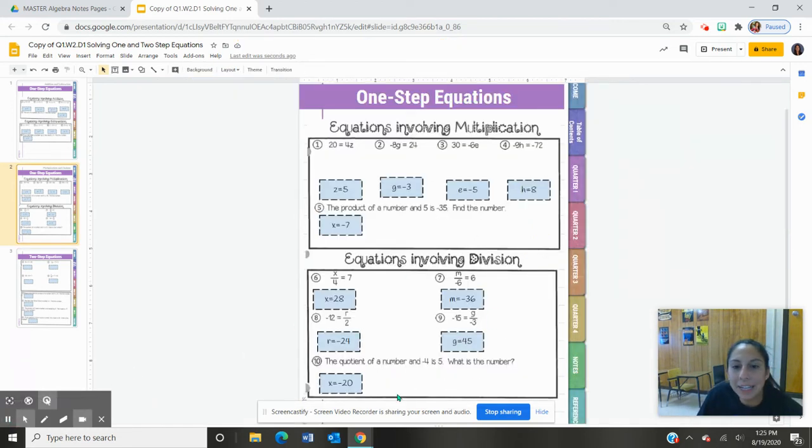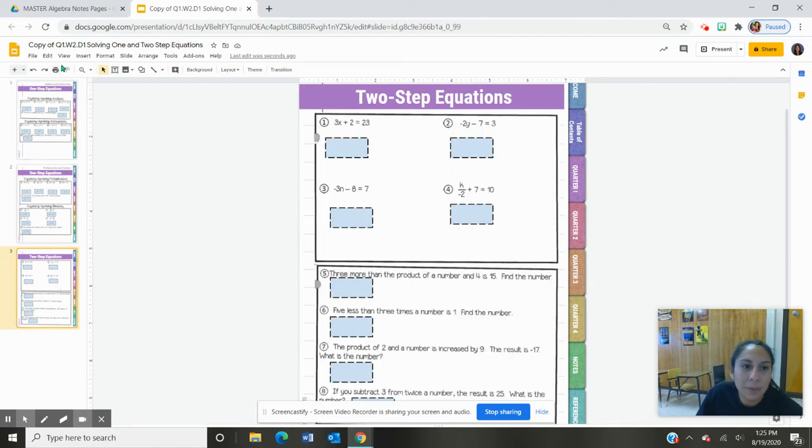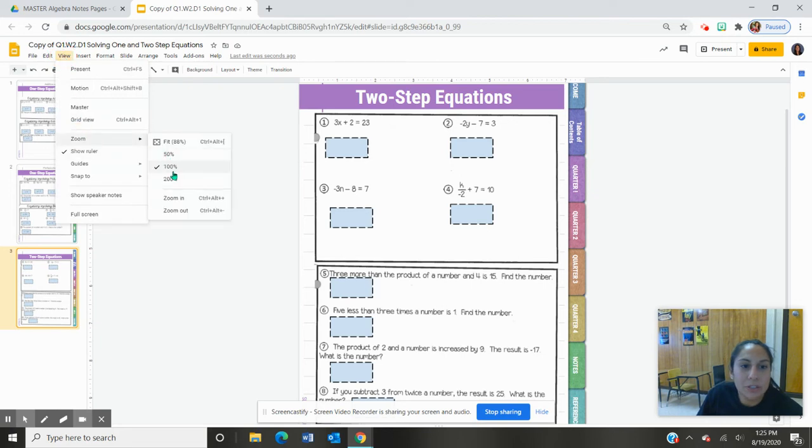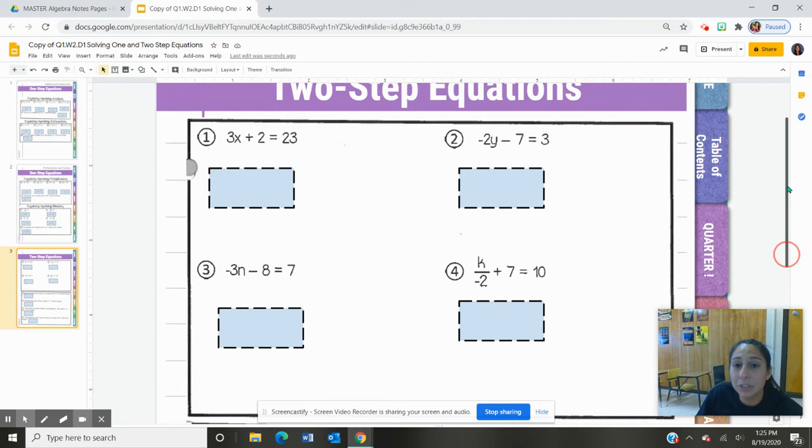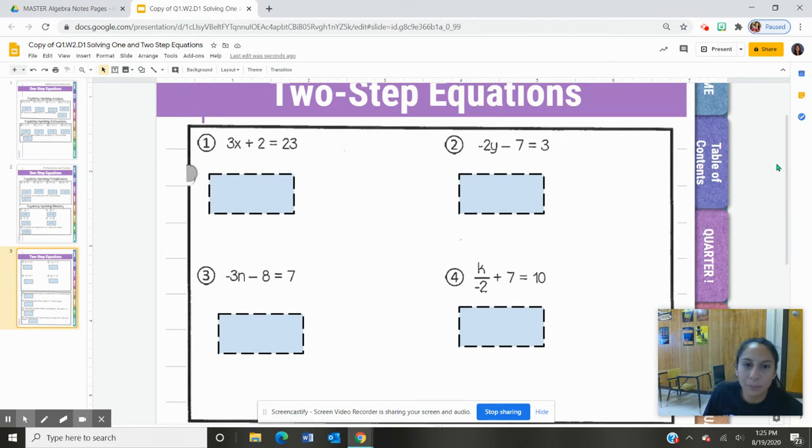Okay, so I went ahead and I input all of my answers here for solving equations with division. Now we're moving on to two-step equations. So for two-step equations, we are going to get rid of whatever they're adding or subtracting first. And then second, we're going to work on whatever they're multiplying or dividing by. So on this one, our first step is going to be figuring out what are they adding or subtracting to the variable. So you'll notice that they're adding 2.